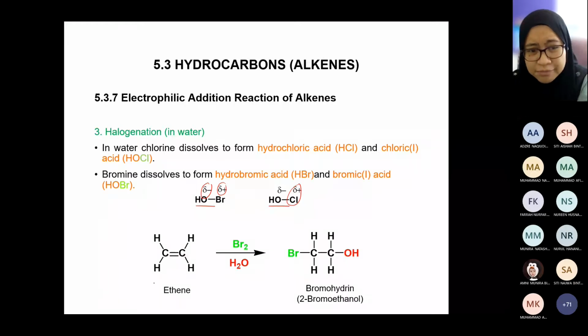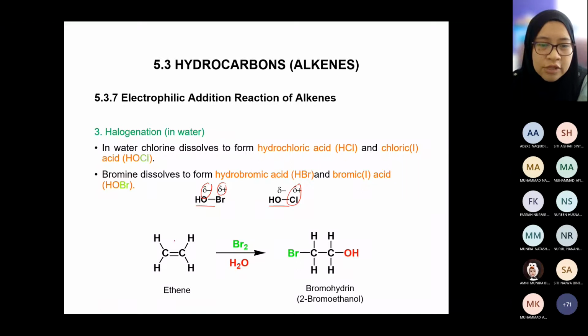So example, so we have ethene here, right? So bromine in water. So we know that bromine will be added as well as the hydroxyl group. Okay, all right. So this is what we call bromohydrin. That means we have OH and also Br. Okay, all right. So please take note.